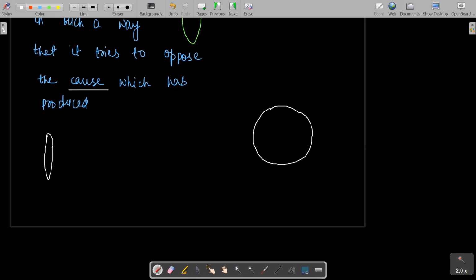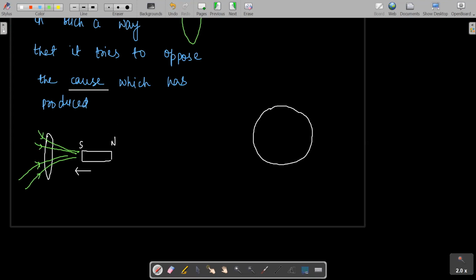Okay, this is the loop, students, and this time this is the south pole, this is the north pole, and I am moving the south pole towards the loop. This is how I am doing this. So what will happen? The magnetic field lines will be like this in this case, and this will be the direction of the magnetic field lines.